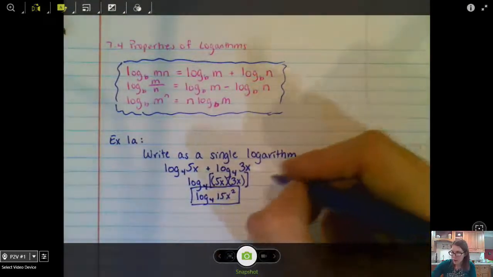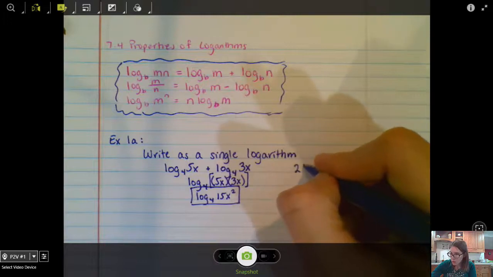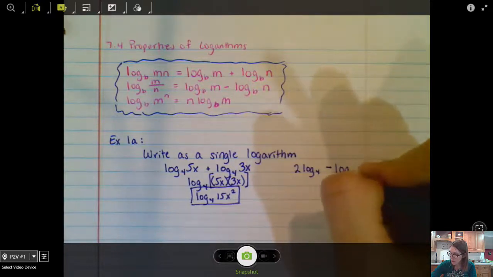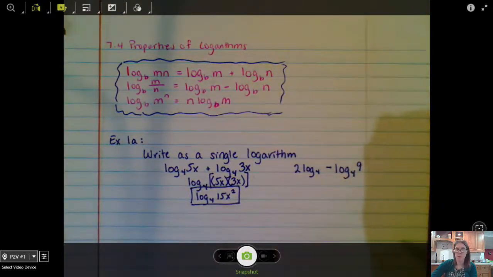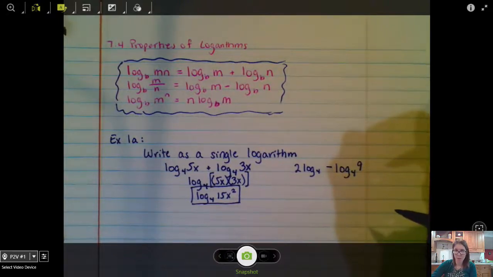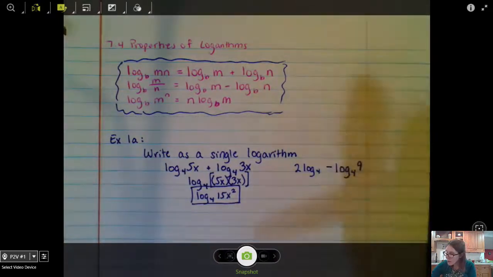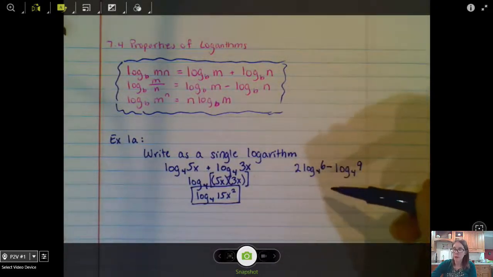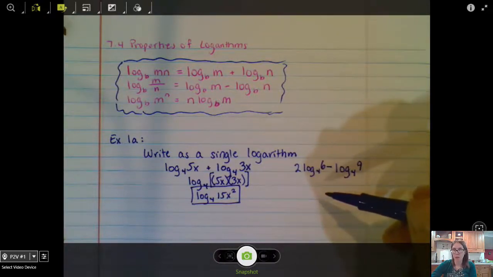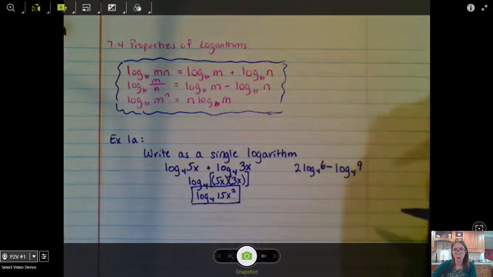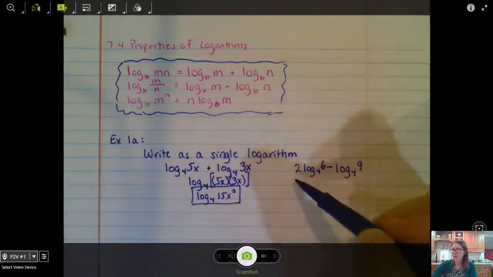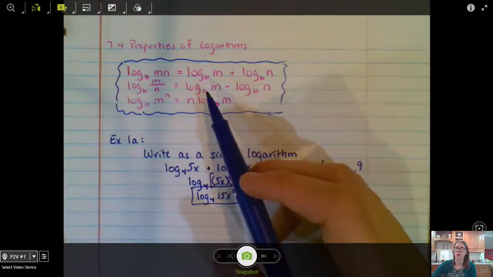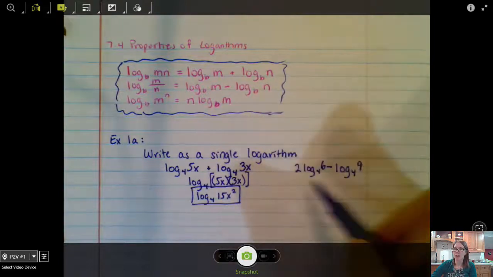Okay, another one. Let's do 2 times the log base 4 of 6 minus the log base 4 of 9. If I want to write this as a single logarithm, 2 log base 4 of 6, but I want to write this as a single logarithm. Using my log properties, I need the same base, which I have, base 4 for both. But I also need to get rid of this 2 that's in front, because if I look at my property, it's just log m minus log n, not the 2.